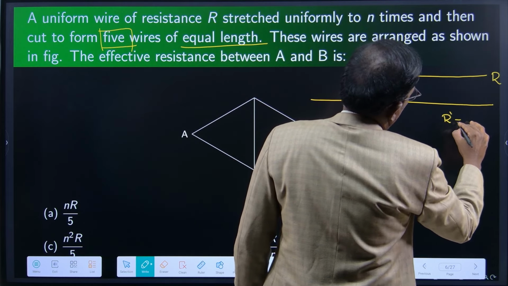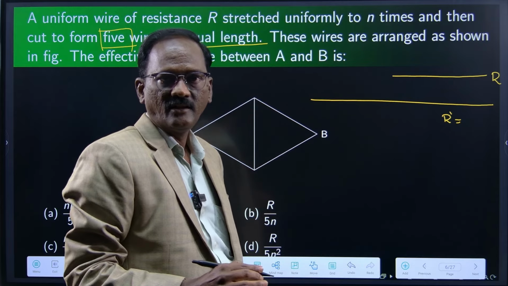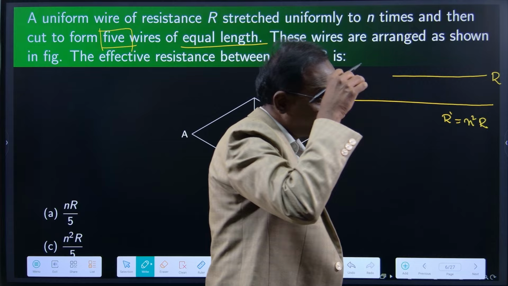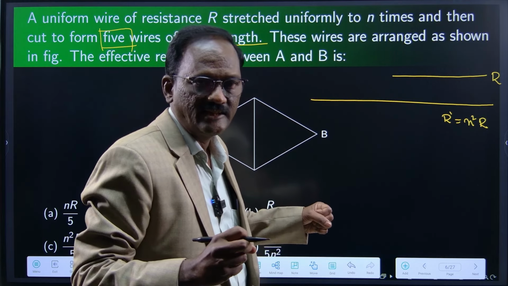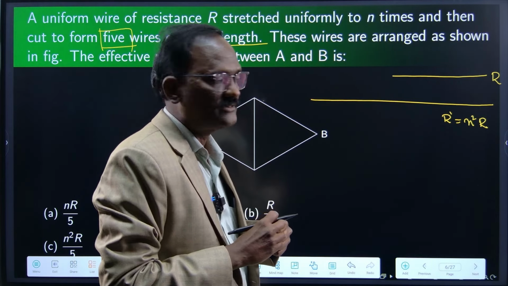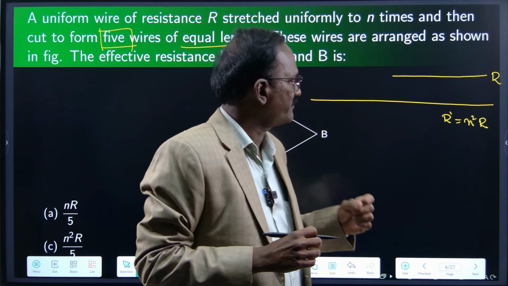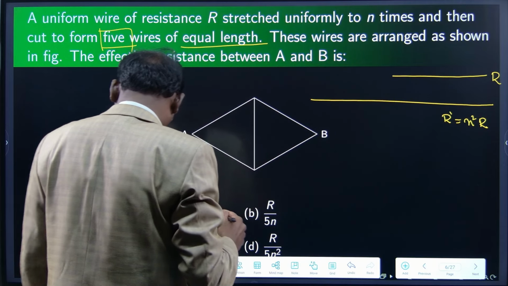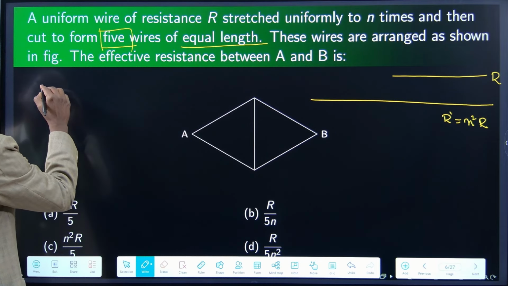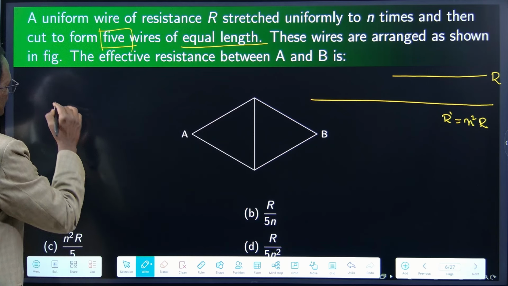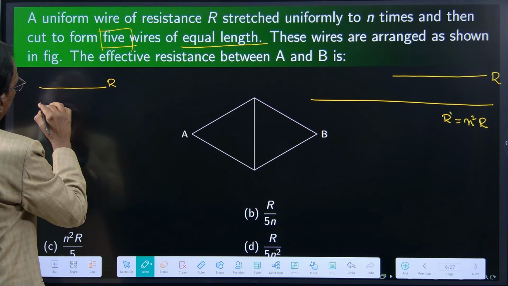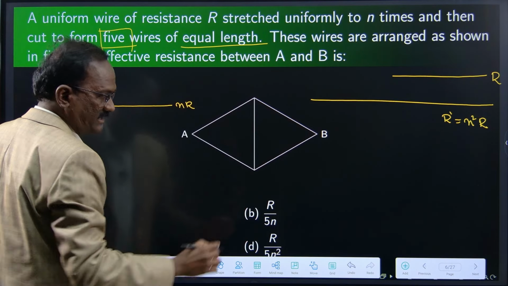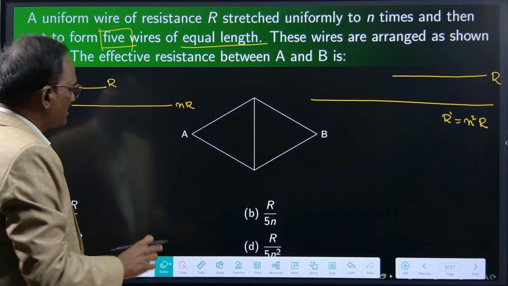So R dash is equal to n square R. This formula will be very, very useful. If you stretch it n times, the new resistance value will be n square R. We will see how it is coming, right? Actually, you are stretching the same wire. This is R. Then it is nR. Say n is equal to 2. Double the times I am stretching it.